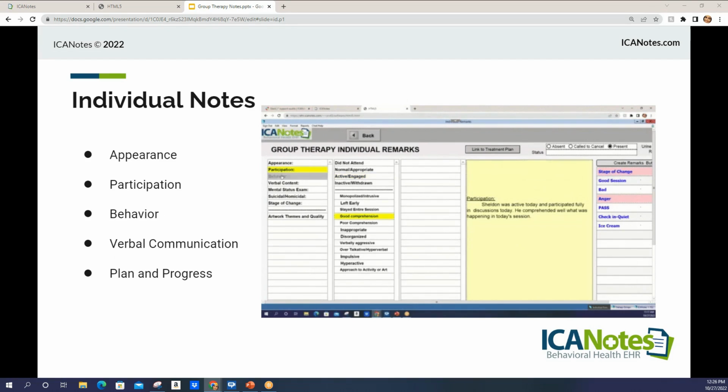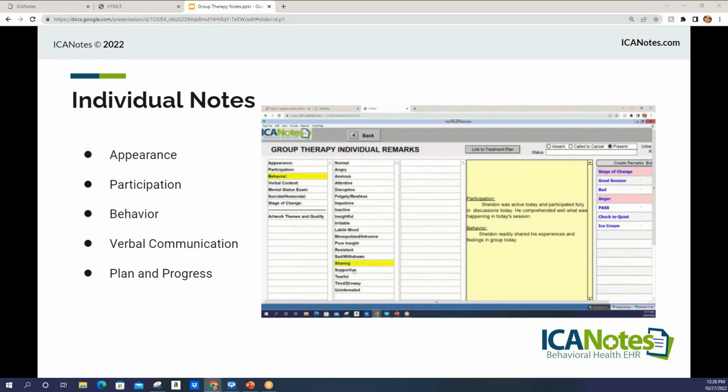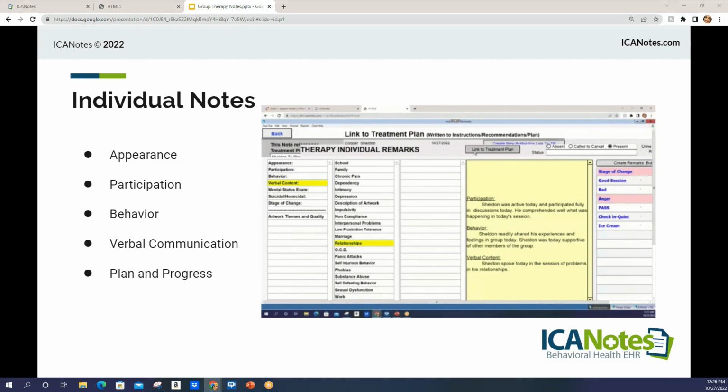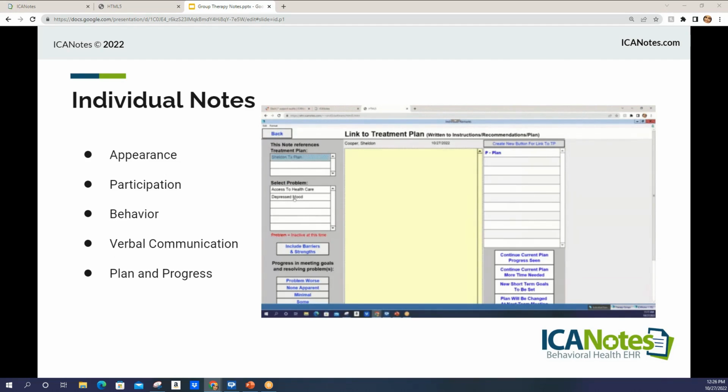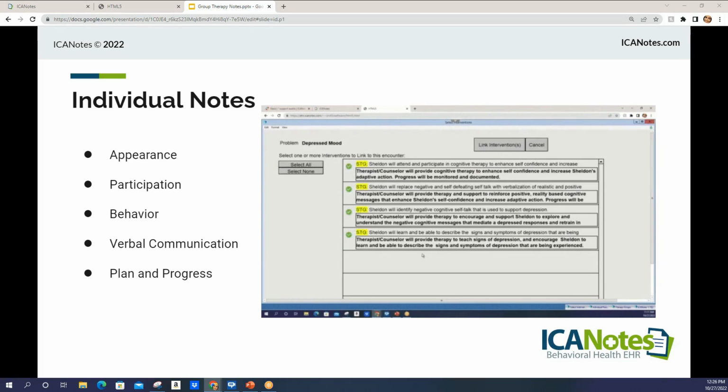And then your verbal communication: what did the client discuss during group? What did they talk about? Did they talk about relationship issues or problems at work? And then, most importantly, what is your plan and progress going to be for that individual client?